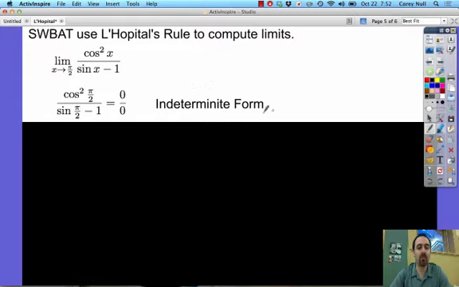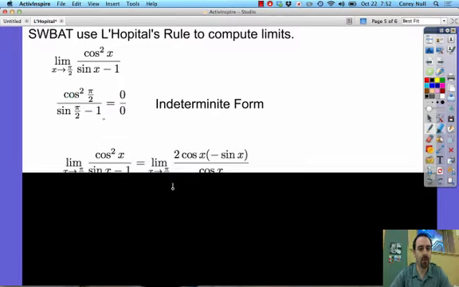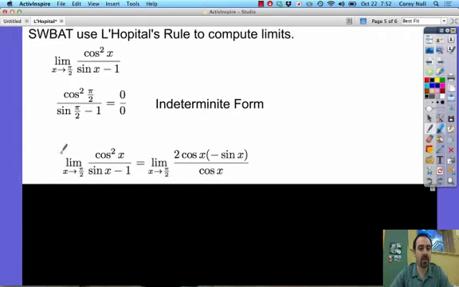And when you have an indeterminate form, we can use L'Hopital's rule, as long as we are able to take a derivative of the numerator and a derivative of the denominator. So here's the original statement. This limit is the same as if I take the derivative of the numerator, where I have to use the chain rule: 2 cosine x times the derivative of cosine of x, which is negative sine of x, divided by the derivative of the denominator. The derivative of sine of x minus 1 is cosine of x, because the 1 goes away. All right, so these two limits are the same.